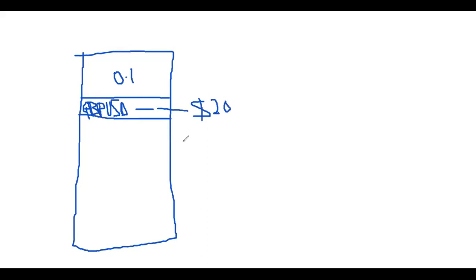Now, let's say you want to take part of these profits. Probably you come here, you reduce this lot size to what? 0.08. Do you know what 0.08 means in Forex? It means you are trading with $800. And 0.1 means you are trading with $1,000.